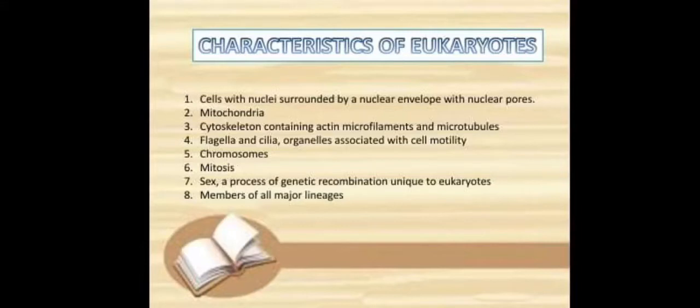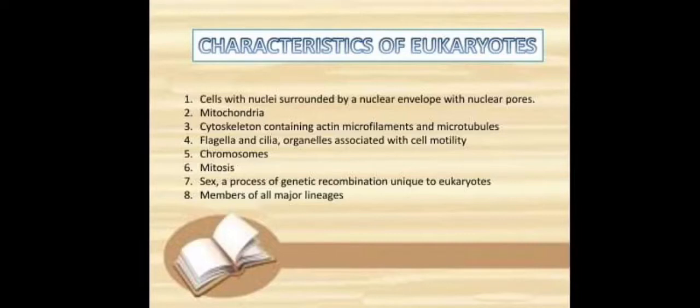Next, number 4 is flagella and cilia, organelles associated with cell motility. Some extant eukaryotes lack flagella or cilia, but they are descended from ancestors that possess them. Number 5, chromosomes, each consisting of a linear DNA molecule coiled around basic alkaline proteins called histones. The few eukaryotes with chromosomes lacking histones clearly evolved from ancestors that had them.